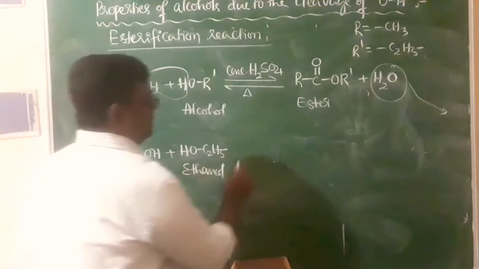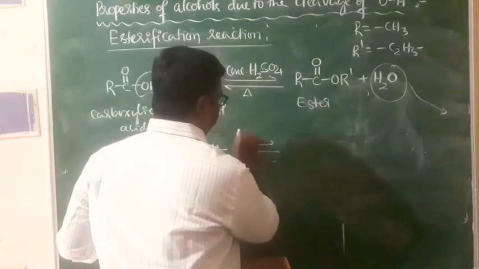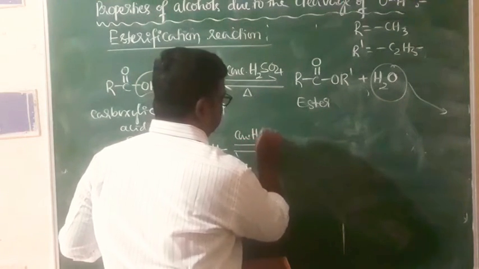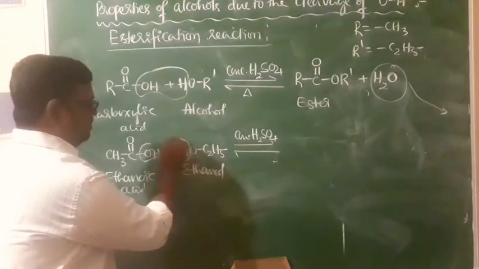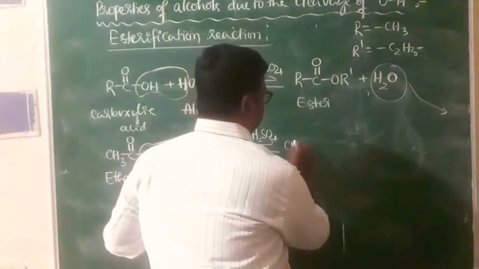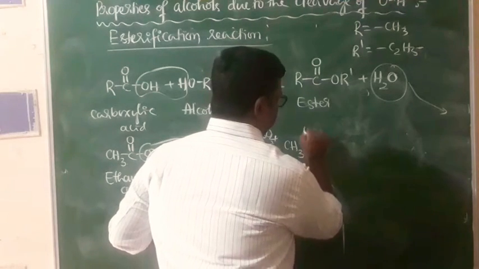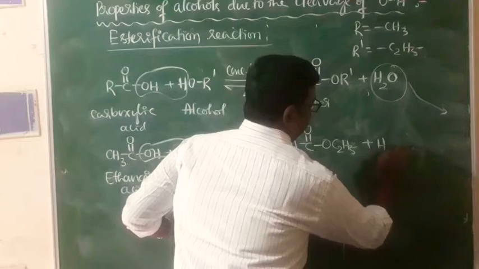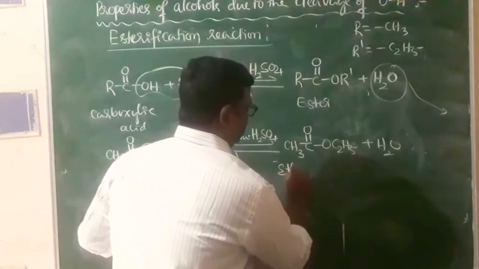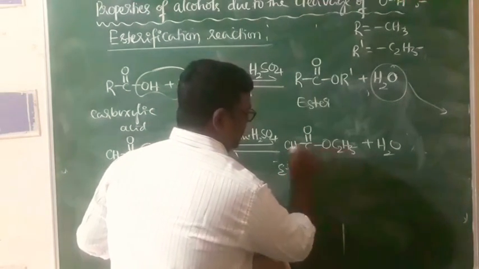Look at this. In the presence of concentrated sulfuric acid, the same thing will happen. Then you are going to get CH3, C double bond O, OC2H5 plus H2O. This is ethyl ethanoate.